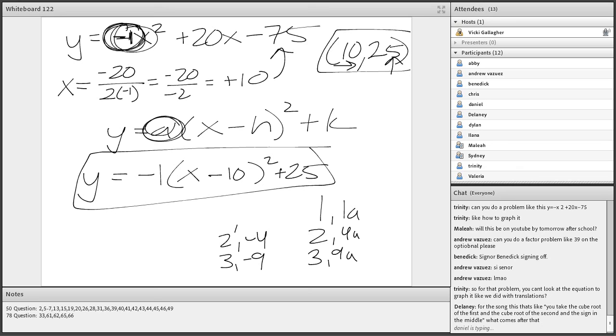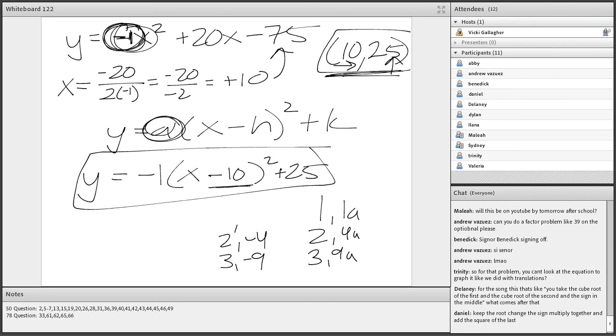So that's one way that you can go into vertex form. You do not have to do completing the square if you don't want to. You can calculate the vertex and then just plug the numbers in. Just make sure that you're doing the opposite sign for the x number.